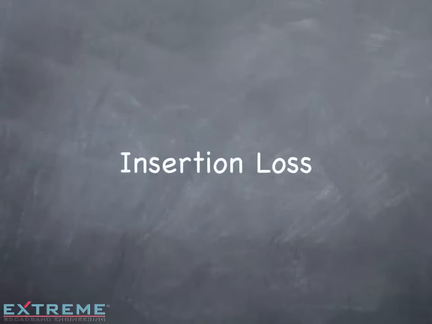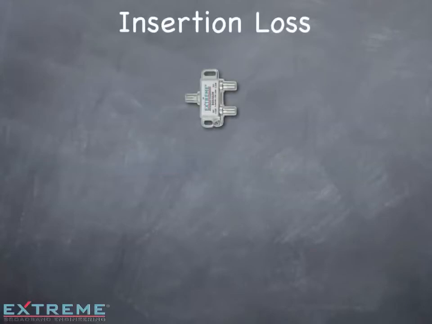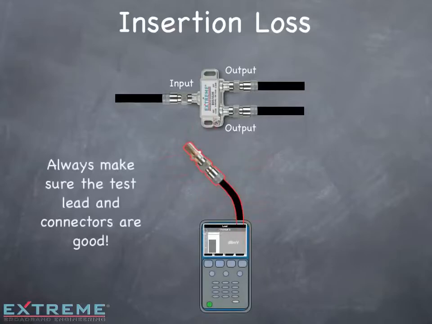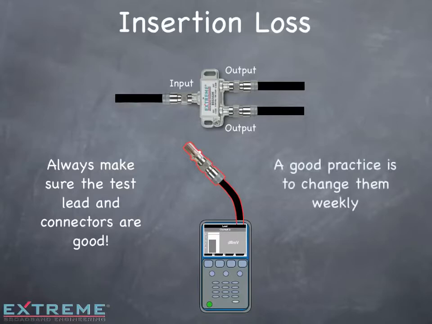The first thing we'll look at is insertion loss. Insertion loss is the attenuation the passive device has to the signal as it passes through it. Here we have a two-way splitter, and we're going to check it for proper insertion loss. Prior to any testing, always make sure that your test leads and connectors are in good condition. The average use of these is over 100 times a week, and it's a good practice to change them weekly.